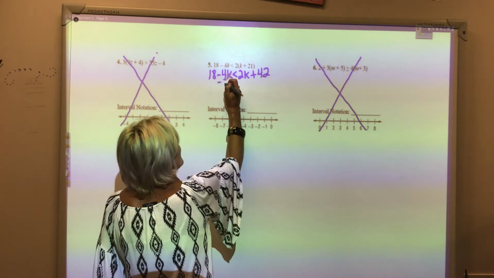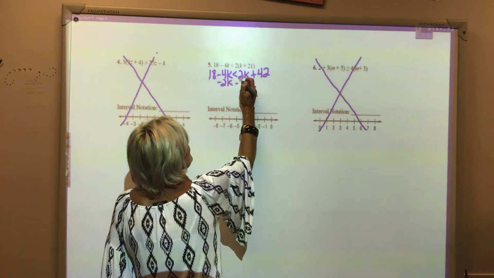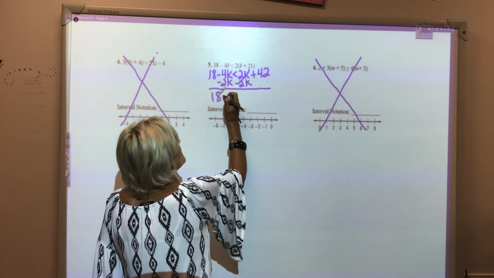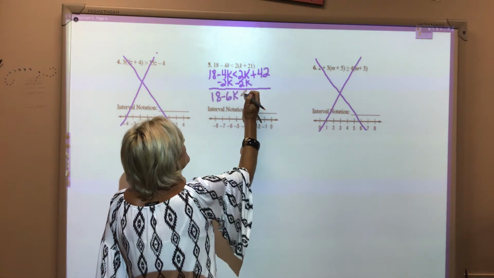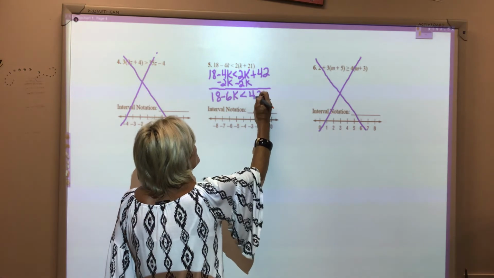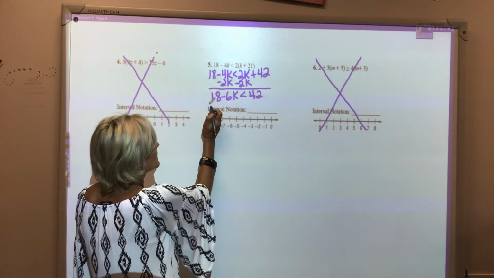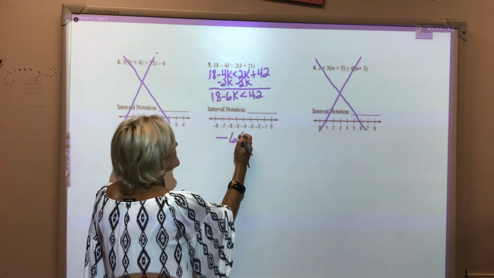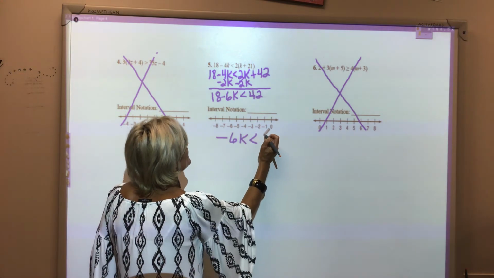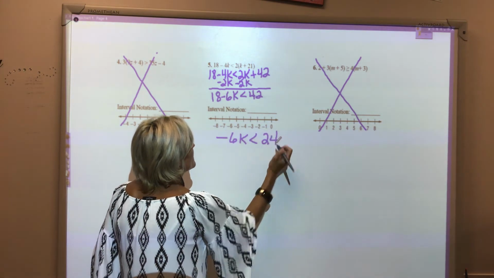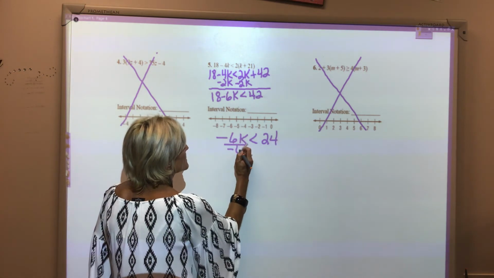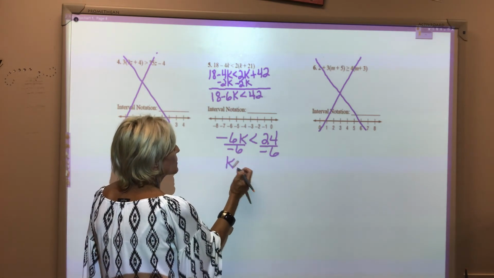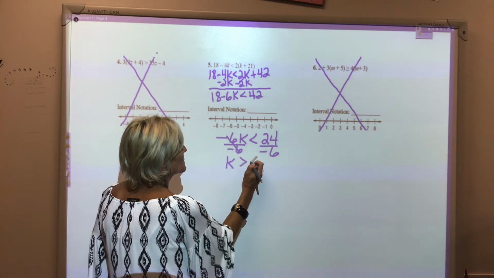Subtract 2k from each side. And we will have 18 minus 6k is less than 42. I'm going to work the rest down here. I'm going to subtract 18 from both sides. So I will have negative 6k is less than 24. I'm going to divide by negative 6. And I'm going to remember to flip my inequality, so k is greater than negative 4.